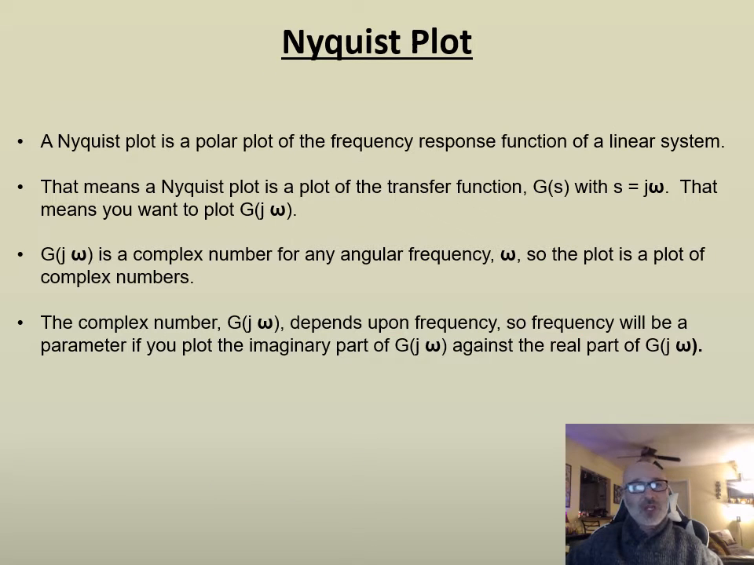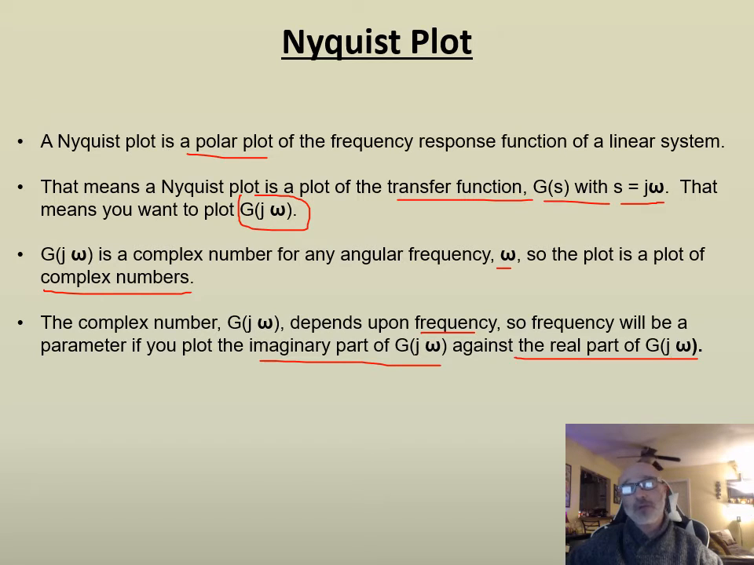So a little bit more information here. A Nyquist plot is a polar plot of the frequency response function of a linear system. What this means is that our Nyquist plot plots the transfer function G(s) with s equal to j omega. That means you want to plot G(j omega), which is a complex number for any angular frequency omega. So the plot is a plot of complex numbers. Now, this complex number depends upon frequency, so frequency is a parameter if you plot the imaginary part against the real part.